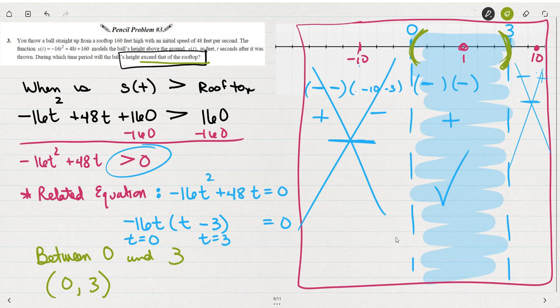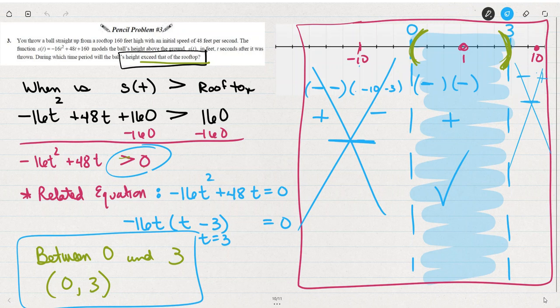We're not equal to 0 because with the 0, that would give us an or equal to. When t equals 0, the function is greater or equal to 0, and that's not included here. We're only looking for the values where the negative 16t squared plus 48t exceeds or is greater than 0. So there is our solution: between 0 and 3 seconds.